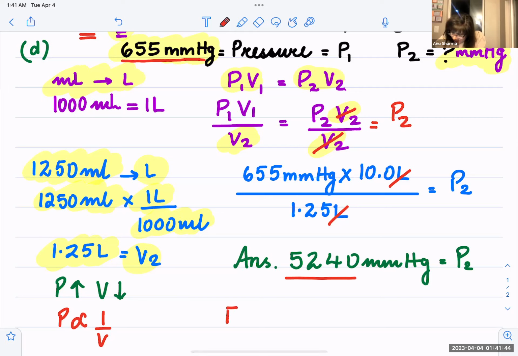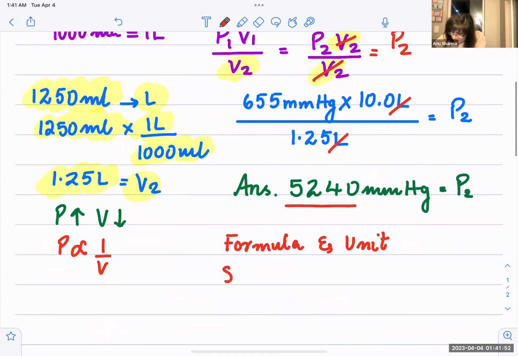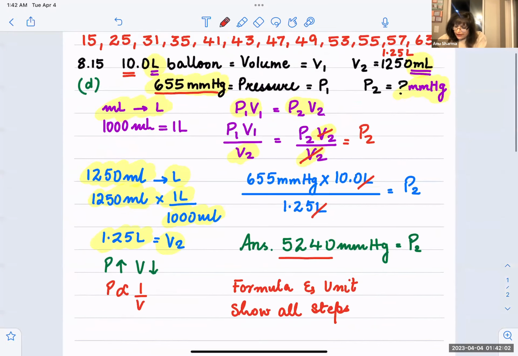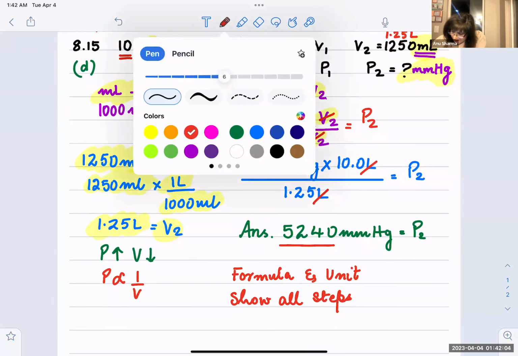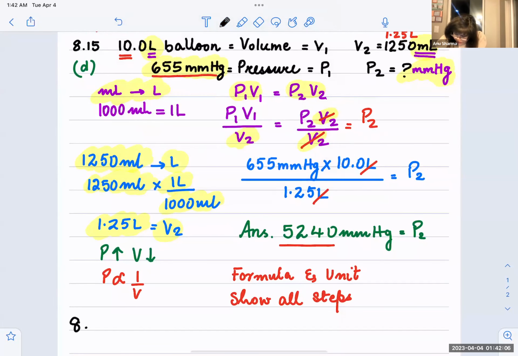Always write the formula, and units. And always show the steps, show all steps as I have shown you. Show all steps in solving these problems. So that finishes 8.15. Now let's look at 8.25.